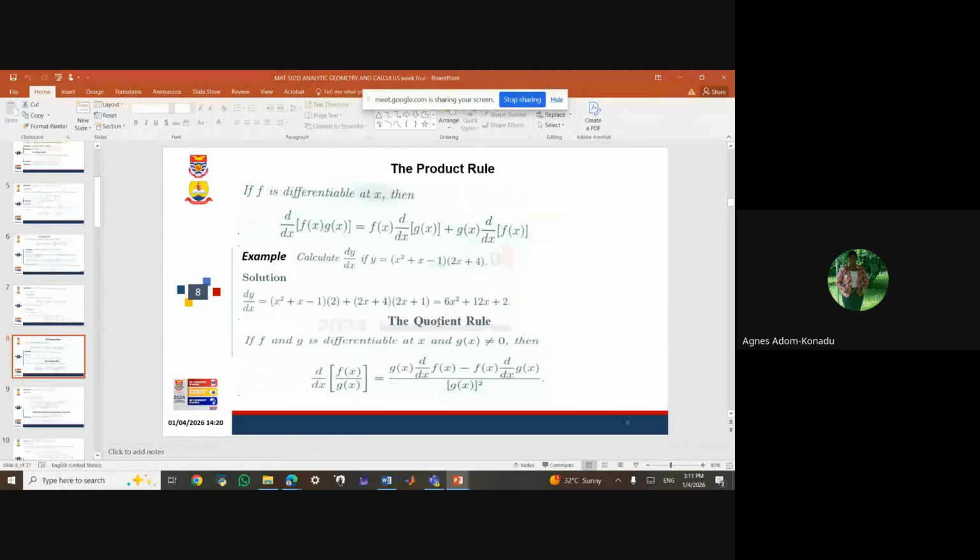Then the next one is the quotient rule. The quotient rule says that if I have two differentiable functions, f and g, x. Please, another product rule.